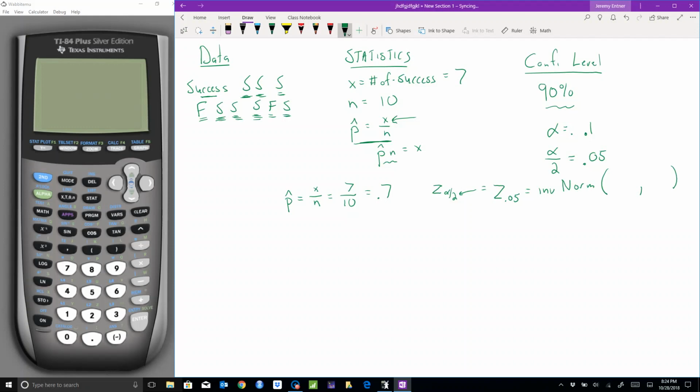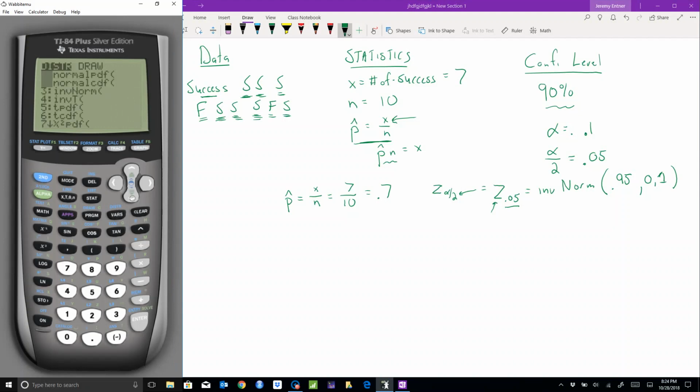And the way you're going to do that, it's going to be your area on the left, and that tells you your area on the right. So I'm going to type in 0.95. Then I type in my mean, because it's standard normal, and my standard deviation of 1. So I'm going to look up that number right now. So I'll do second vars and go down to inverse norm and put in 0.95 for my area. My mean is 0, and my standard deviation is 1.